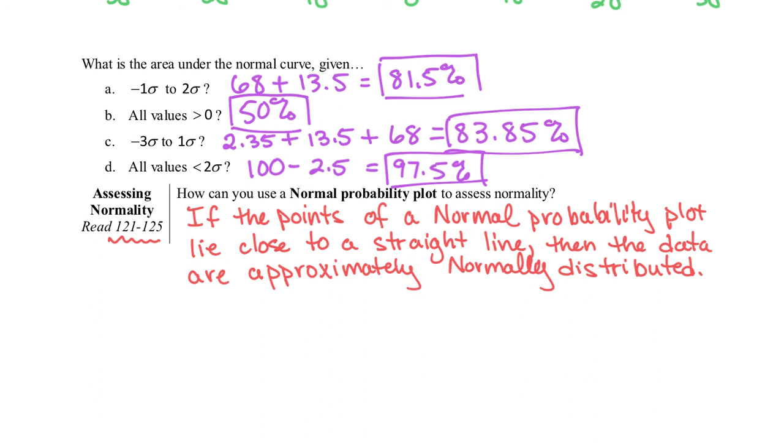distributed. So a normal probability plot is very complex, you never have to make one by hand, you'll just have to interpret them. What they do is they turn every value in your data into a percentile, and then it compares those percentiles to the expected normal values, and the closer those normal values fall to a straight line, then the more normal the data is.